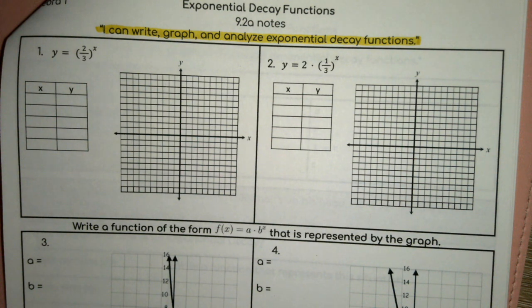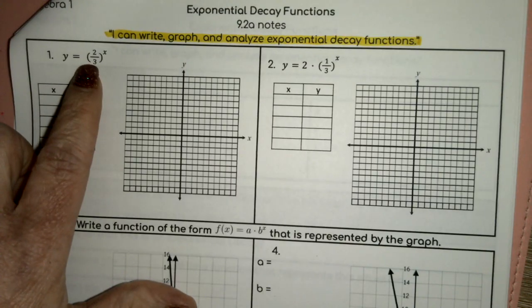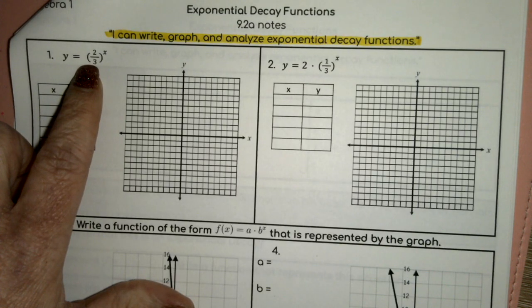Good morning. Today we are going to write and graph exponential decay functions. Before we did growth functions, today we're doing decay functions. As we jump into it, you're going to realize that your decay factors are going to be less than 1, and that's what makes the graph go down in value. When we look at our decay factor, it is a fraction.